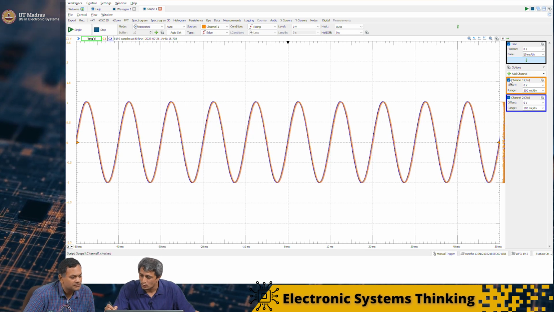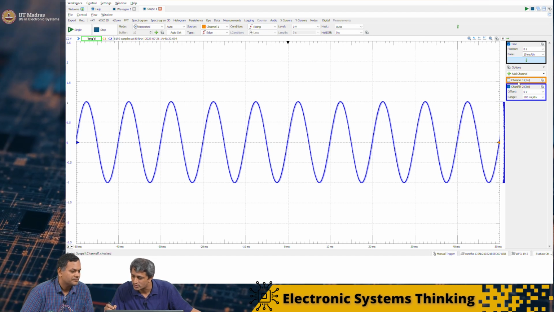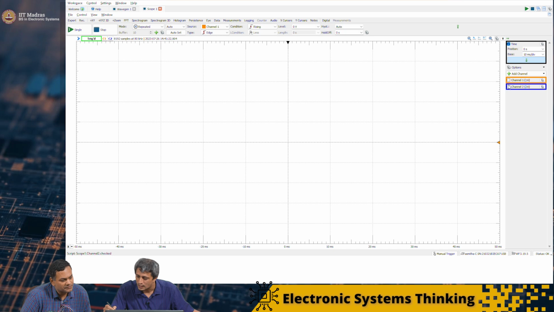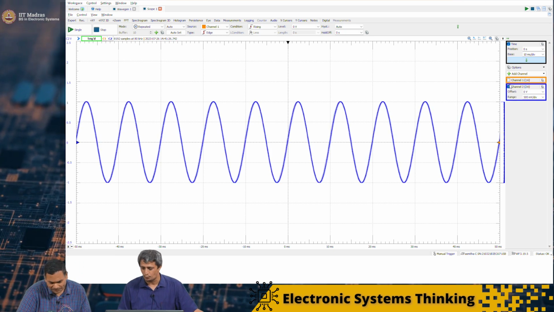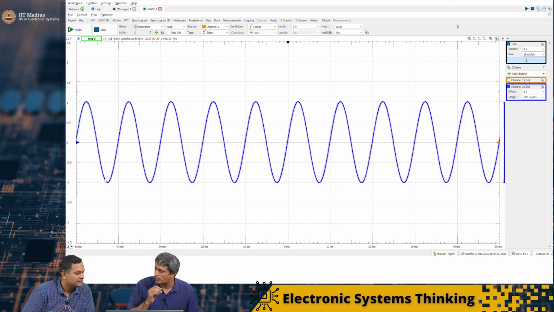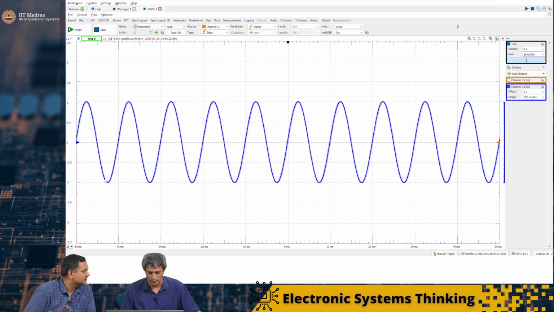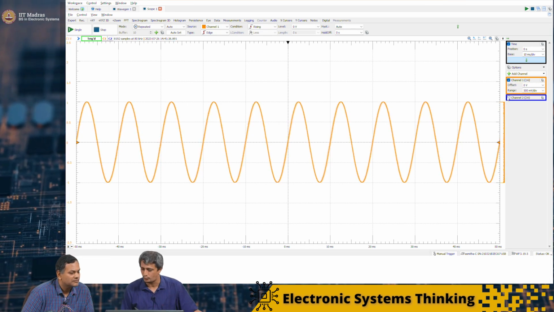Let me look at these one by one. What is this now? I believe this is the input that we have applied, which is between 1 volt and minus 1 volt. Correct. And then I enable the output. I can switch off the input.